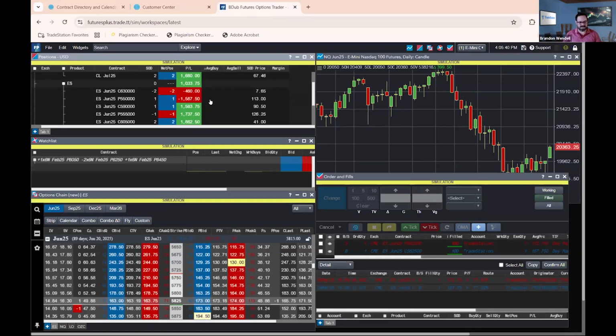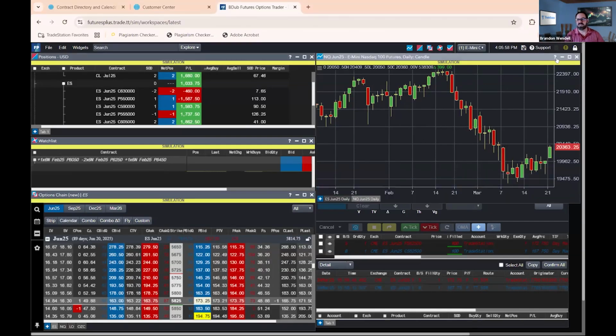The difference here is that these are derivatives of derivatives. What? Well, basically, an option is a derivative because it derives its value from the underlying asset. Futures are also a derivative. They derive their value from an underlying asset.